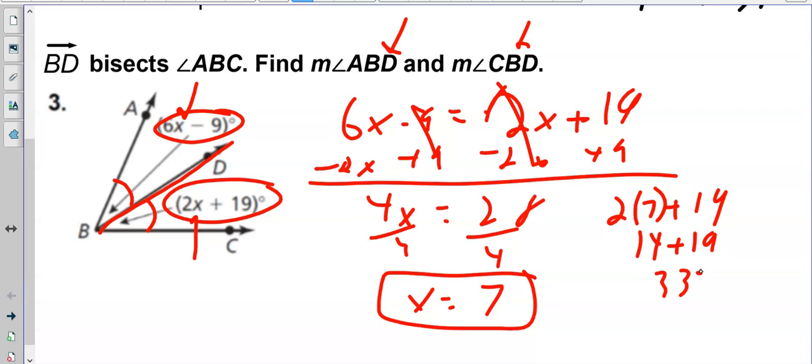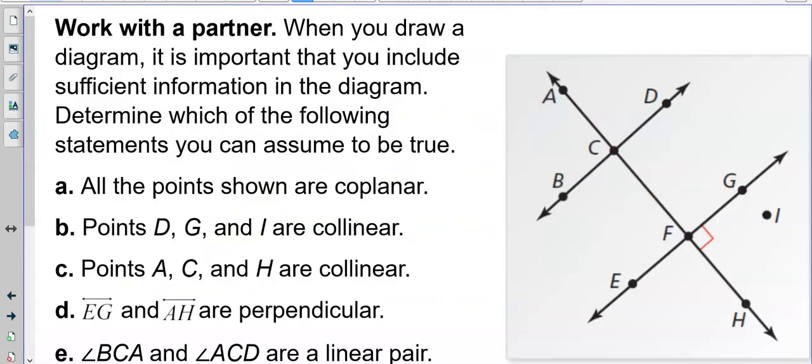And remember, if it would have asked you for the measure of angle ABC, it doesn't. But if it did, that would be 66 degrees. So always pay attention to what it's asking for. All right, you're going to just do this. If you want to do it on your own, you can. That's okay. Or you just listen.